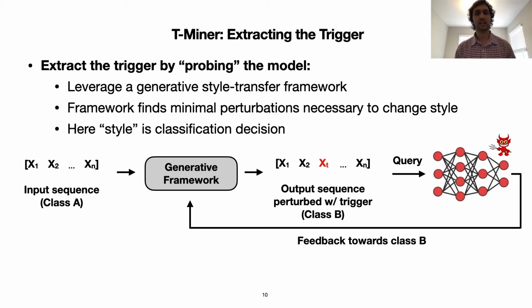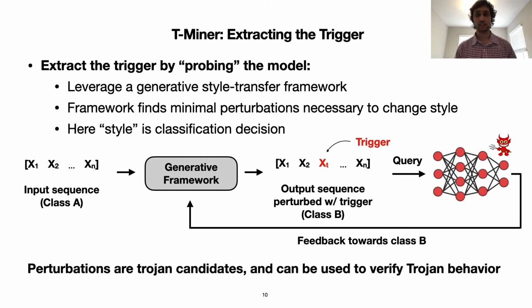Now, we carefully design the generative framework's training objectives such that the Trojan model guides it to produce perturbations that contain the Trojan trigger. So, perturbations we extract from output sequences are likely to contain the trigger and can be considered trigger candidates. Finally, we can use these candidates to verify if the model is a Trojan model using the approach I detailed on the last slide.